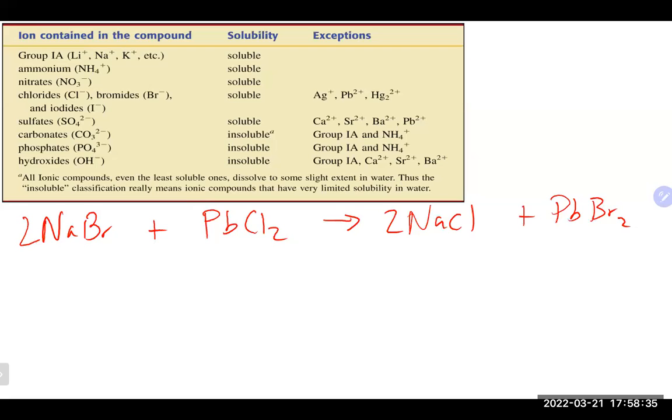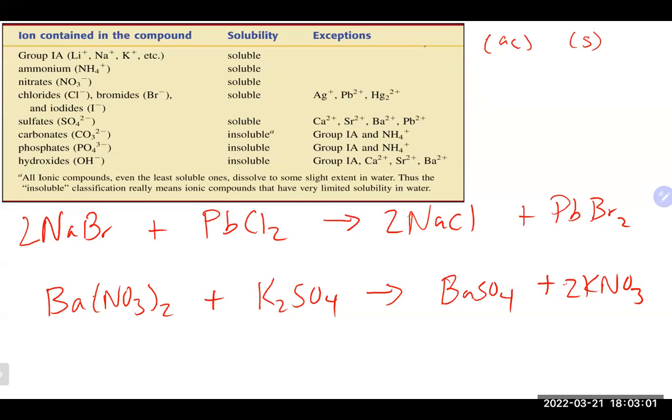All right, so if we were going to go through our solubility rules here, take a second, use the solubility rules and determine, are each of these soluble aqueous? Are they insoluble and a solid? Let's see what you come up with. You may not be able to find both things on a table like this.